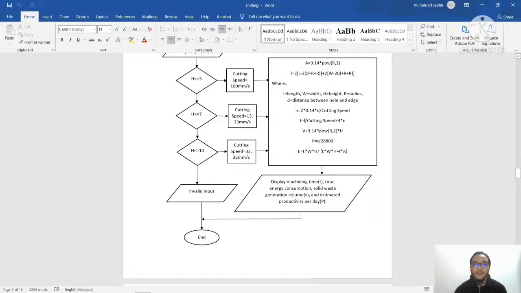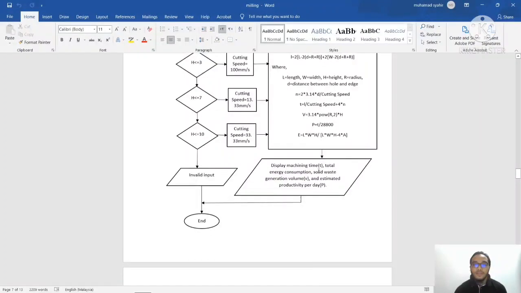And after the process is settled, it will display the machining time, total energy consumption, solid waste generation volume, and estimated productivity per day.